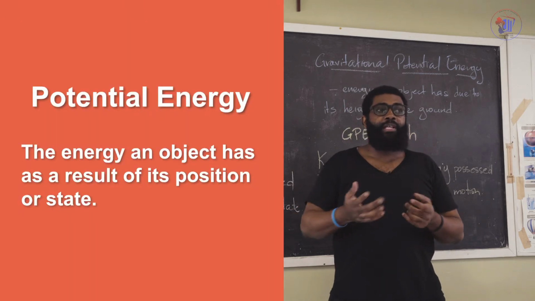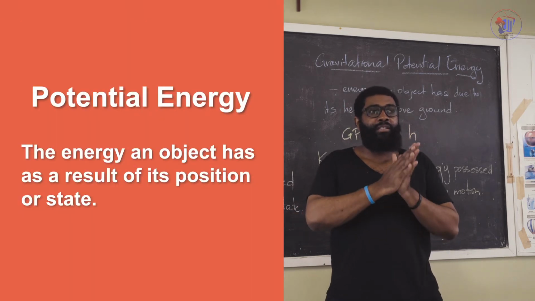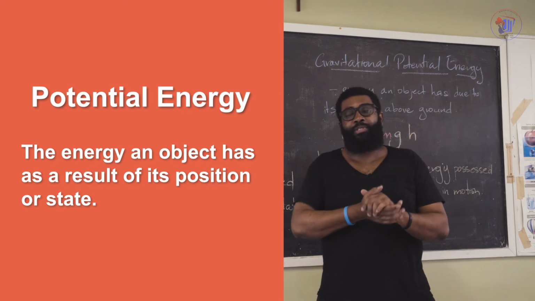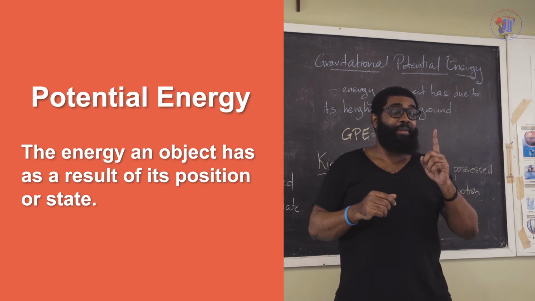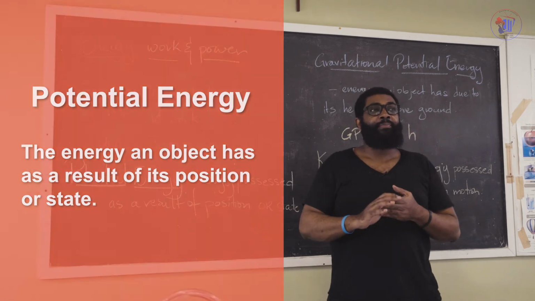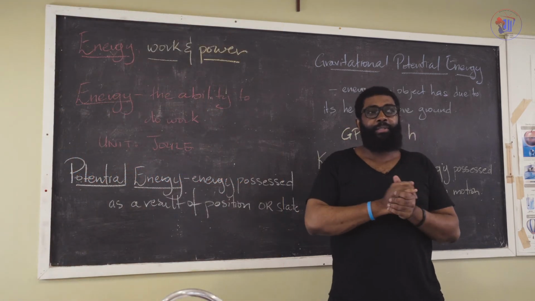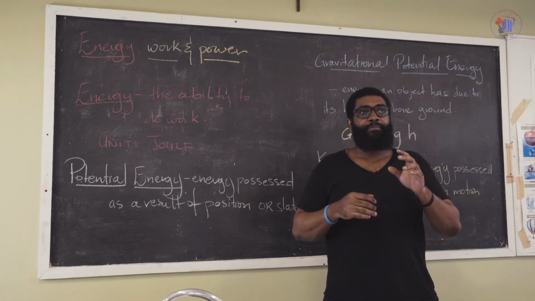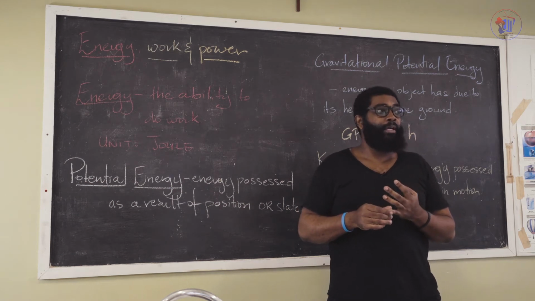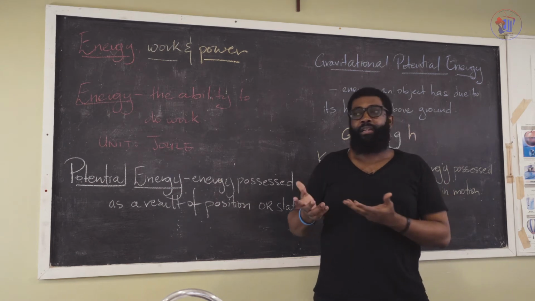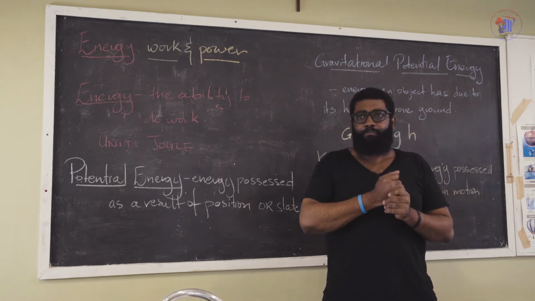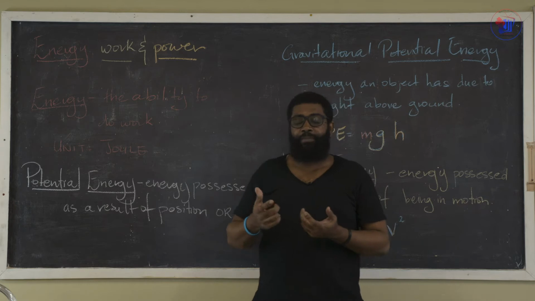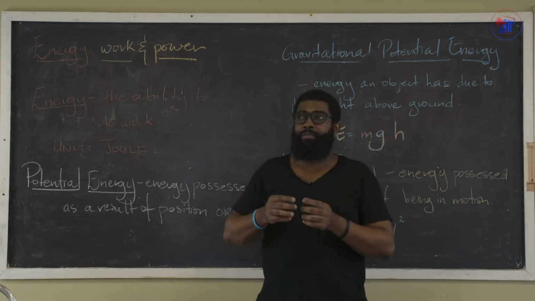Now, potential energy is simply the energy an object has as a result of its position or state. Yes, I have it on the board, just making sure. Position or state. And we'll see the position part a bit later. But state can be, for example, fuels. Fuels have energy that is released when they're combusted. Position could refer to energy stored in an object, for example, a rubber band.